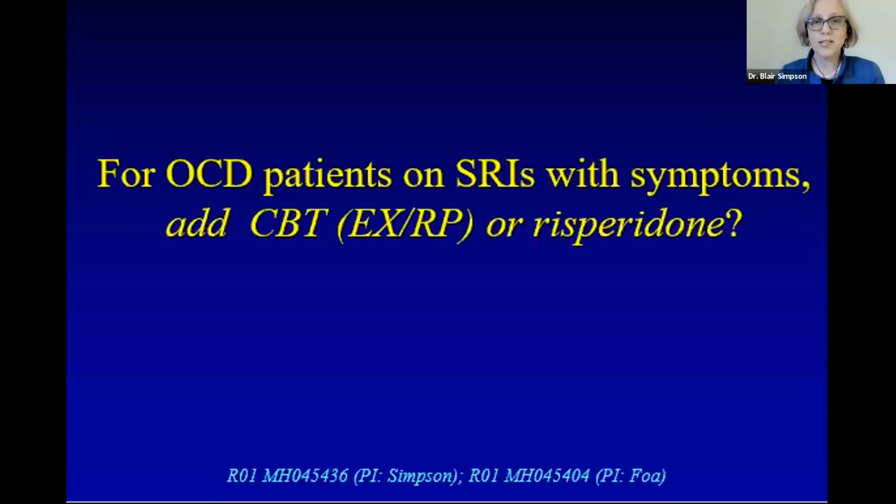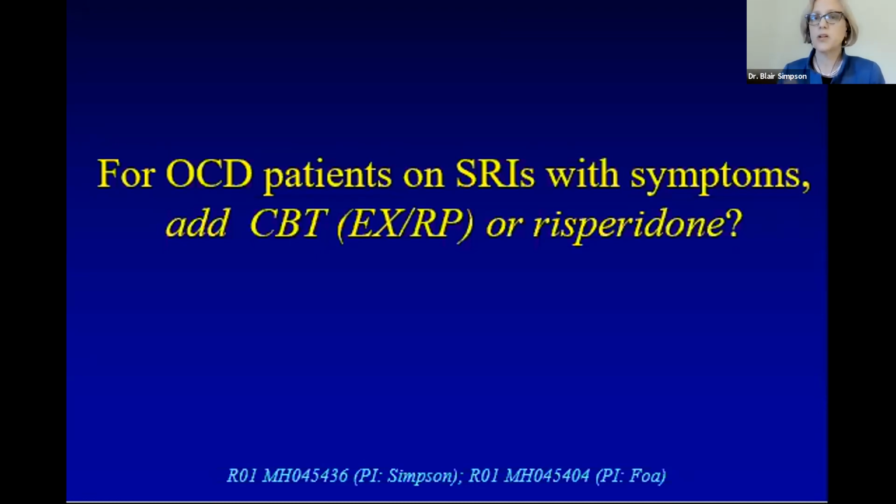So this was a study which was designed very much like the last one I just told you about. We recruited OCD patients on an adequate dose of a serotonin reuptake inhibitor. They were at their maximum dose for a minimum of 12 weeks to make sure that they had really gotten the most they were going to get from that medication. And then patients here were randomized to either the addition of cognitive behavioral therapy using exposure and response prevention, or the addition of risperidone, or the addition of pill placebo.